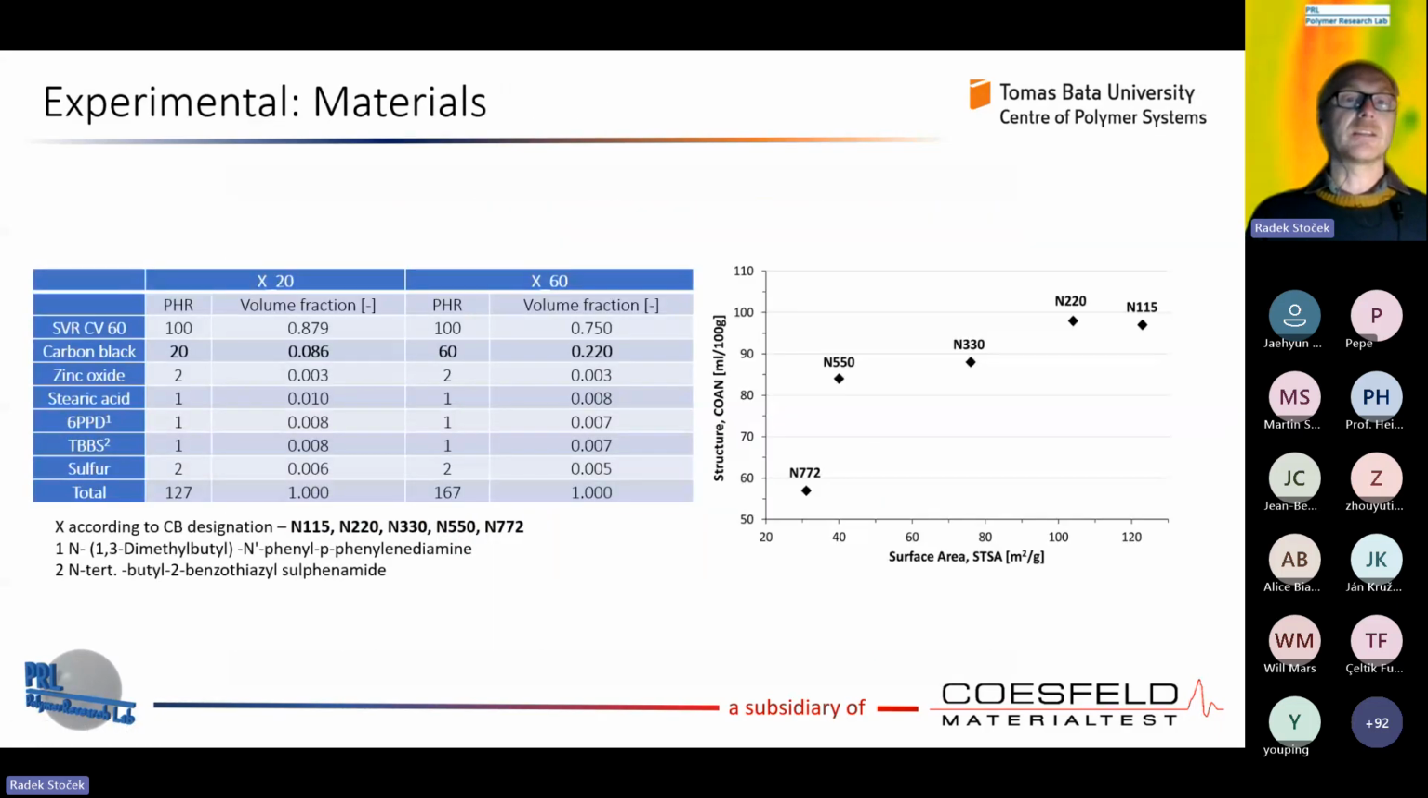Okay, now I will introduce some experimental results which are part of our chapter in the book. This is based on knowing how the structure and surface area of different carbon blacks can influence the heat buildup. So we made different compounds based on natural rubber: 100 phr of natural rubber with 20 phr and 60 phr of carbon black. Here the volume fraction is given, and we apply different carbon black types: N115, N220, N330, N550, and N772. Here on the right hand side, you can clearly see the dependence on the surface area and structure of the carbon black.